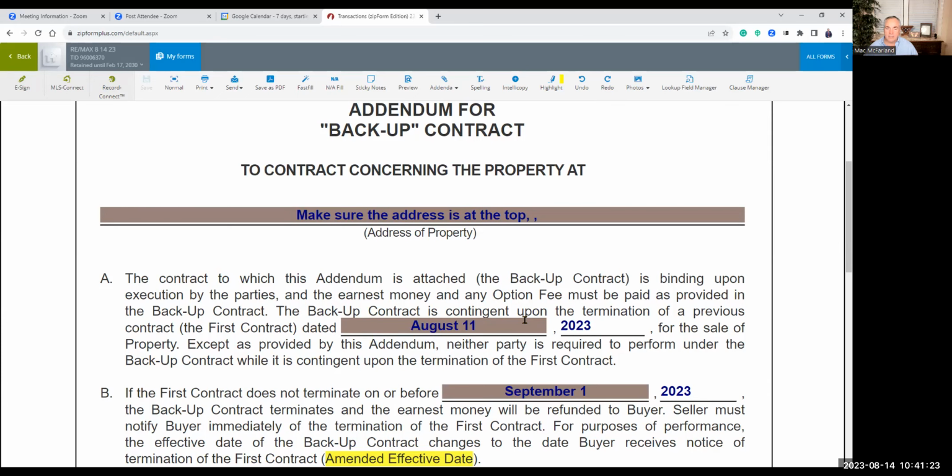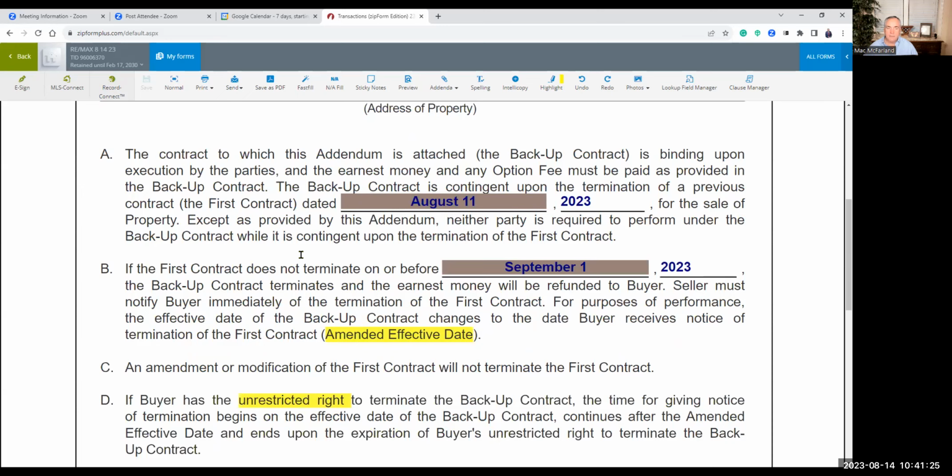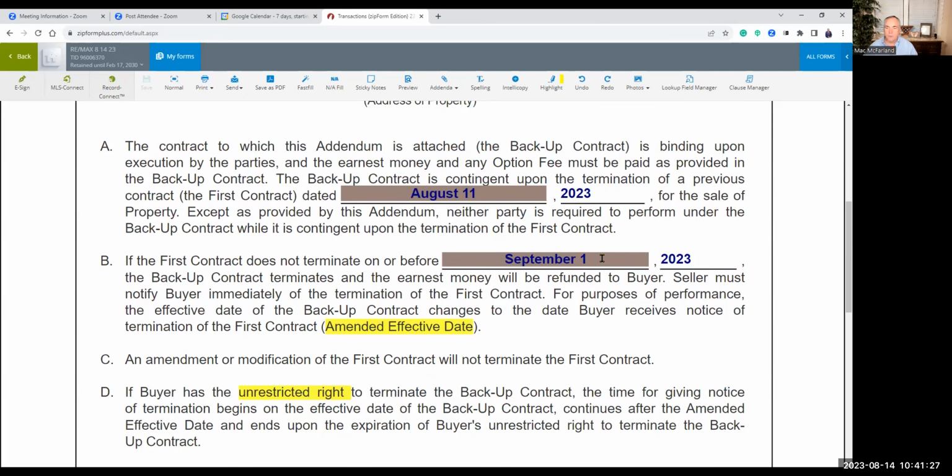The effective date of the first contract. The first contract does not terminate on or before this date. This date is negotiable. It's whatever the buyer wants. Let's say the property they fell in love with just went under contract and they have a 10-day option period. That date could be 10 days out. What if they love that property and if it falls apart at all, they want in? So in that case, that date might be the expected closing date.